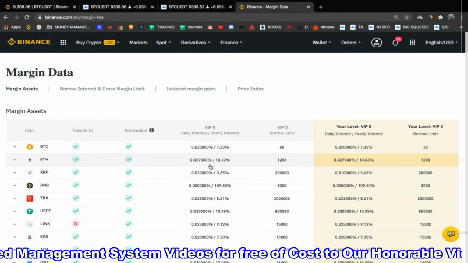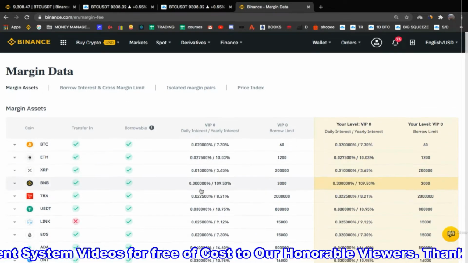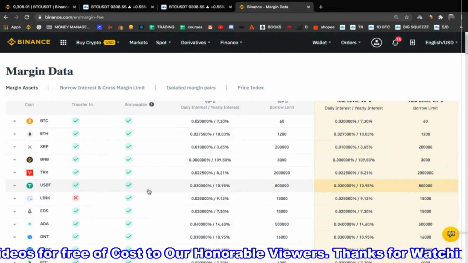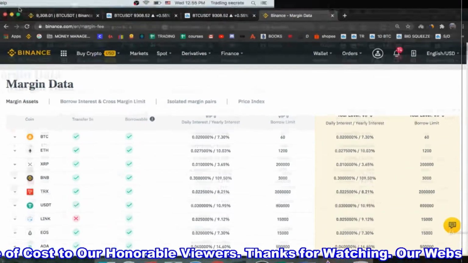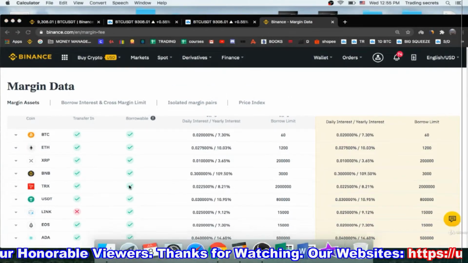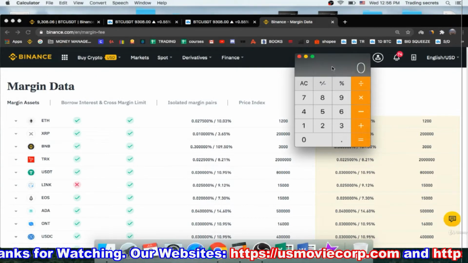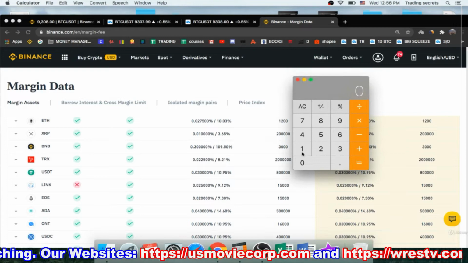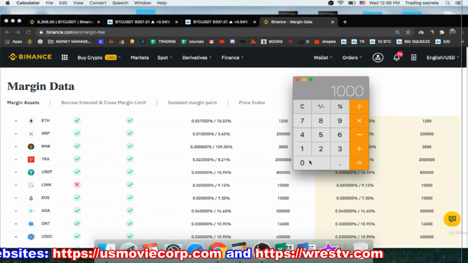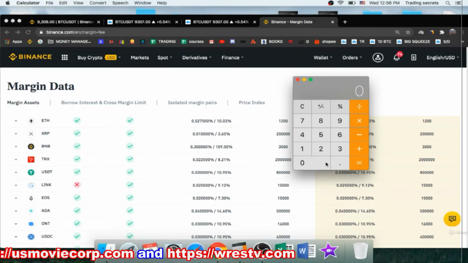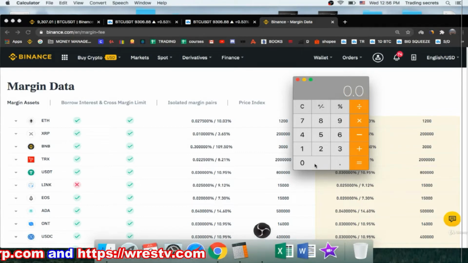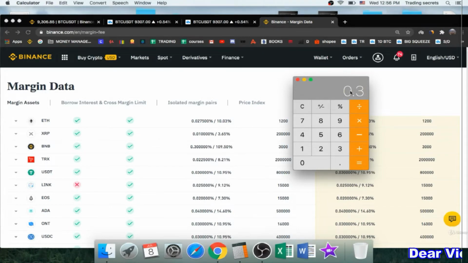10% yearly. So basically, this is showing you in one day if you borrow, let's say, 1,000. Let me show you how to calculate this. The fees for USDT is 0.03% a day. So if you borrow $1,000, you will multiply by 0.0003, because this is a percentage, right? So it means you will pay 30 cents in a day for $1,000 that you borrow.